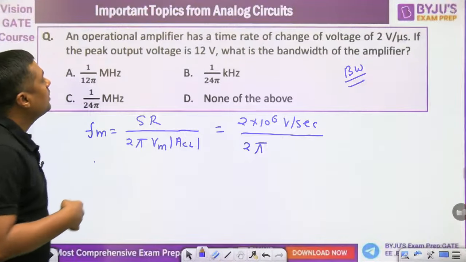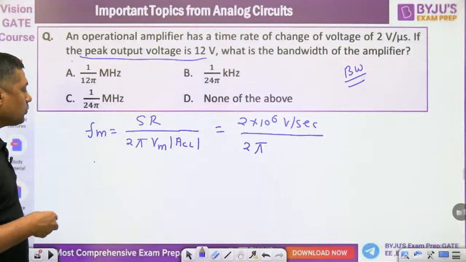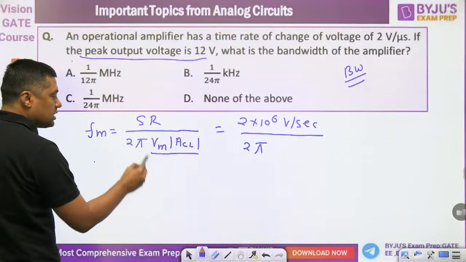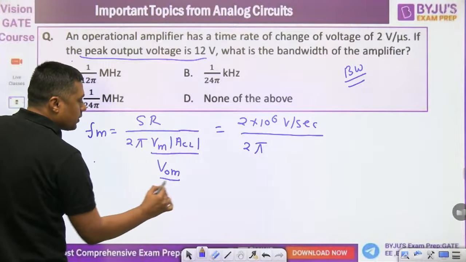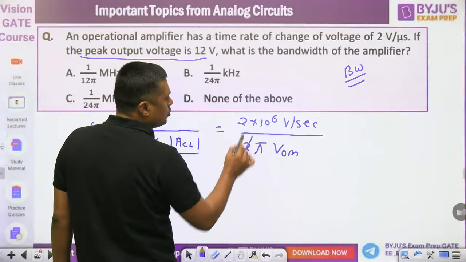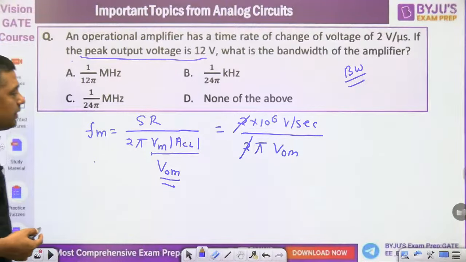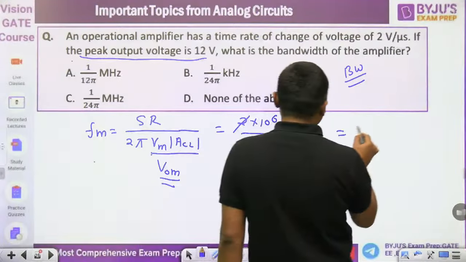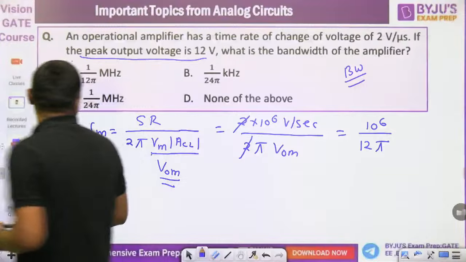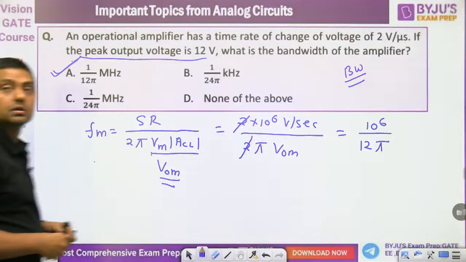Vm is the peak output voltage of 12 volt. How are we getting the peak output voltage? Vm is the peak value of the input multiplied with the closed loop gain. So this is nothing but the peak value of the output voltage. When it is multiplied with the gain, this is the peak output voltage, Vom. 2 cancels. Now use this formula and get the approximate answer. That's why it will become 10 to the power 6 upon 12 pi, which means megahertz. A is the answer, right? Very, very simple.